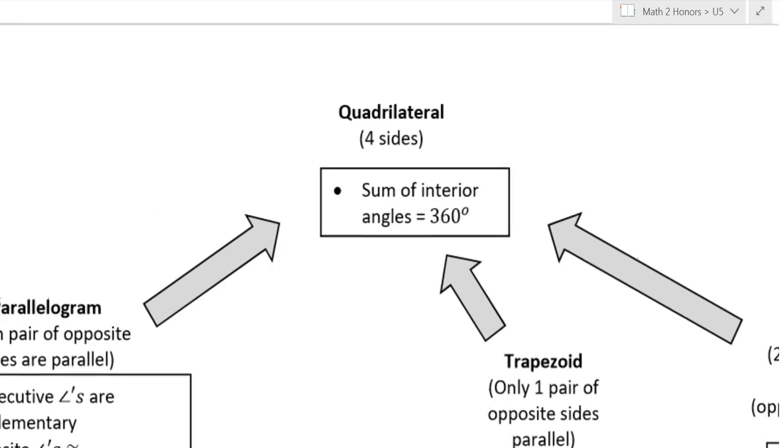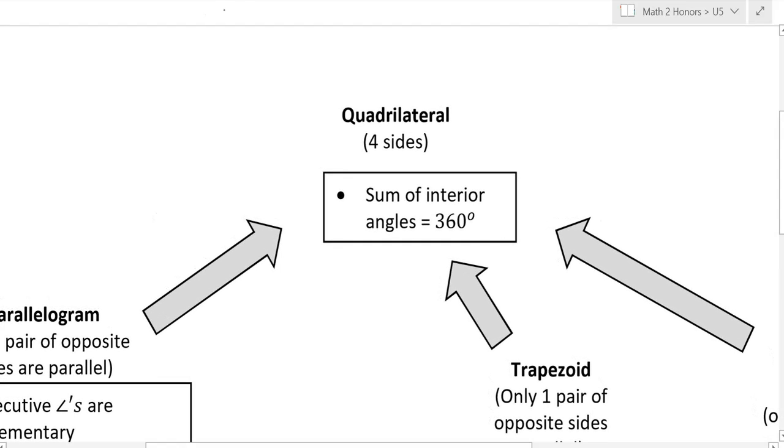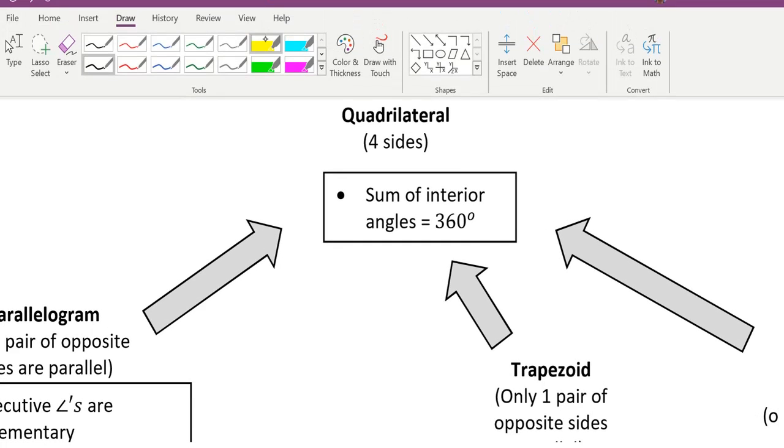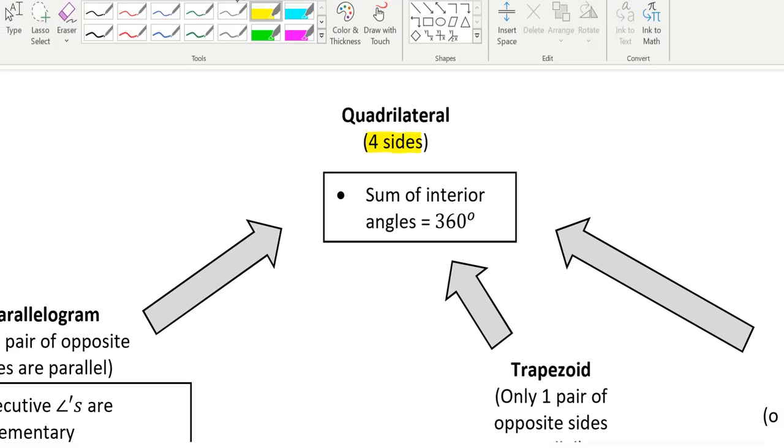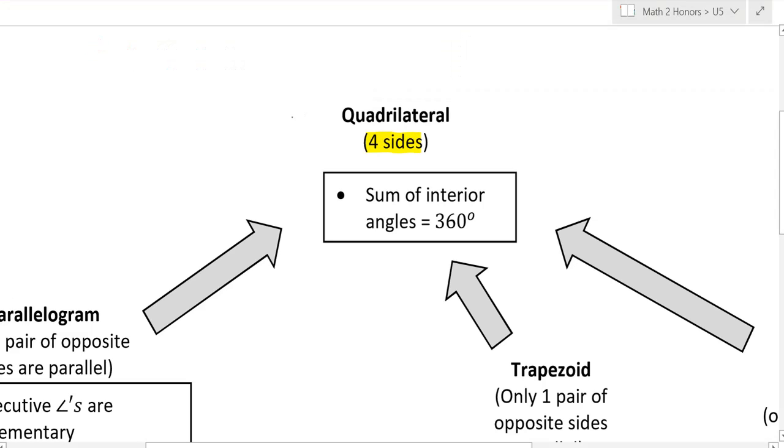So first of all, a quadrilateral, the definition of that is just a four-sided shape. As long as it's got four sides, it's a quadrilateral. So you may have squares, rectangles, parallelograms, all those have four sides, and that's what we mean by a quadrilateral.